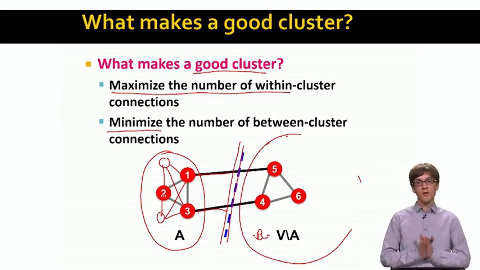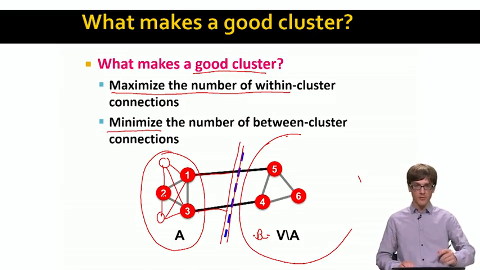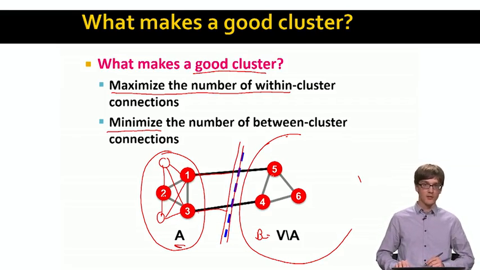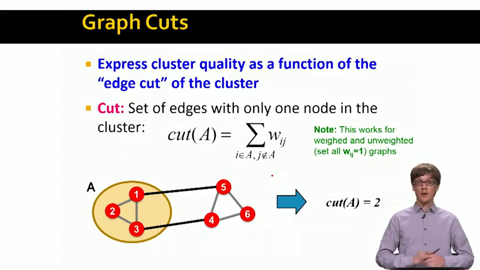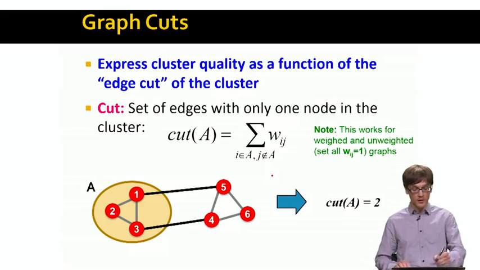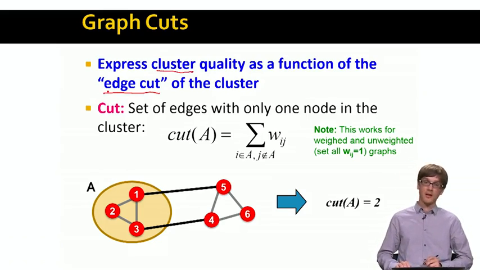So for now, we have a very simple task. We want to take our graph and split it into two pieces, where the piece that we are splitting away has lots of edges between its members and few connections to the rest of the network. This way, we arrive at the first definition of today's module, graph cuts. The idea is that we want to express this cluster quality as a function of what is called the edge cut of the cluster.